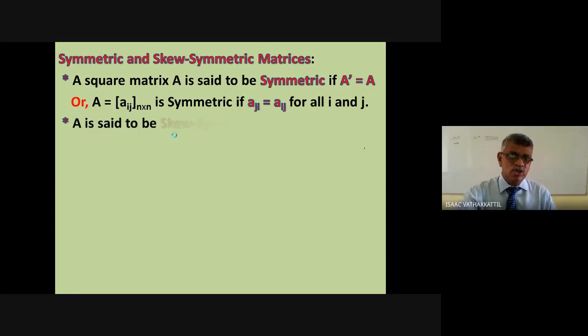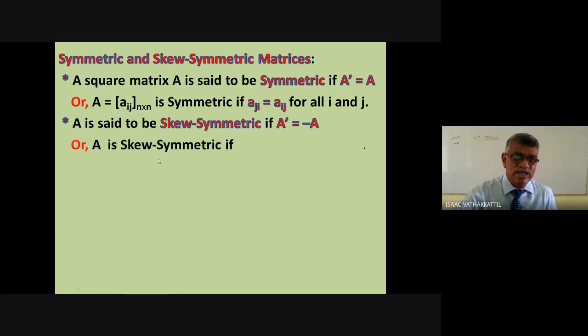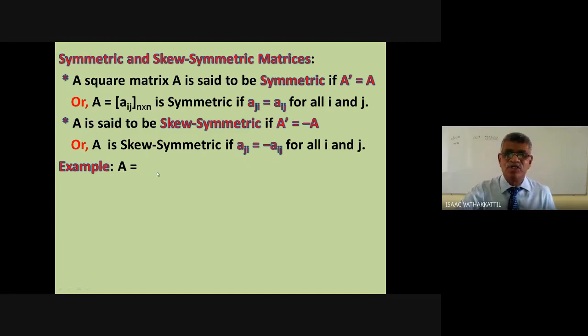A is said to be skew symmetric if it happens that when you take the transpose, when you change the rows and columns, you are getting the negative of that matrix. A matrix is said to be skew symmetric if A dash equal to minus A. Possible. Let's take an example. Or before that, A equal to Aij is skew symmetric if Aji equal to minus Aij. If Aji equal to Aij for all i, j, it is symmetric. If Aji equal to minus Aij for all i, j, it is skew symmetric.